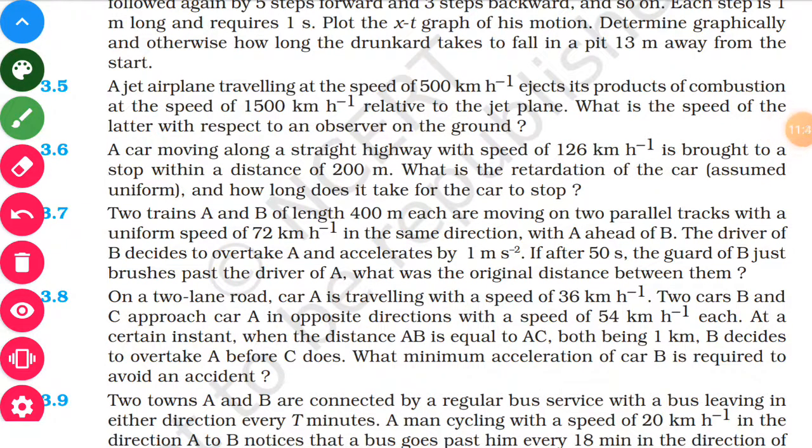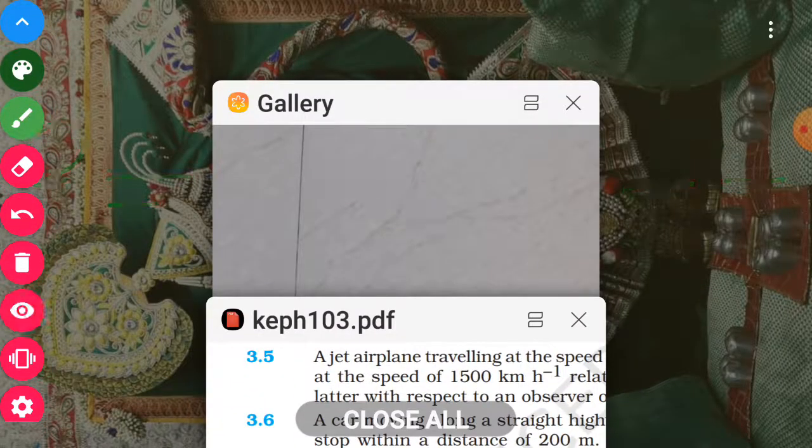Now numerical 3.6. A car moving along a straight highway with a speed of 126 km per hour is brought to a stop within a distance of 200 meter. What is the retardation of the car? We have to assume uniformly accelerated motion, rather retarded motion. And how long does it take for the car to stop? So these are the questions.